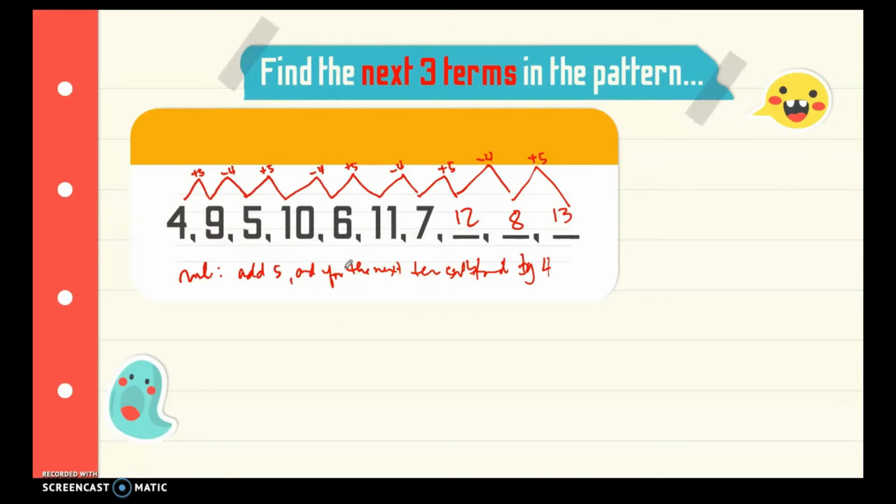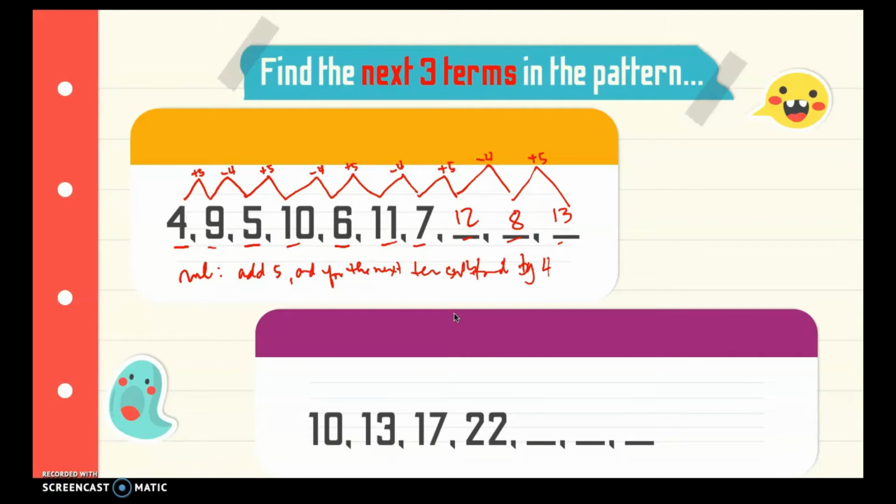You can also say that we are adding 1 alternately. So we have here 4, 5, 6, 7, 8, and here in the even number of terms we have 9, 10, 11, 12, 13. You can also say that.